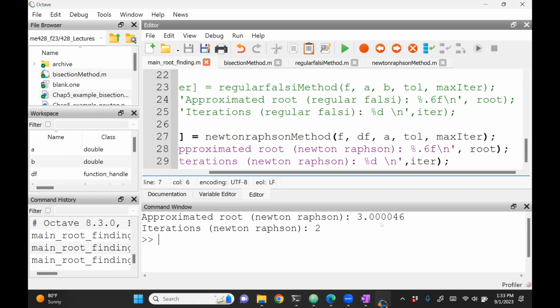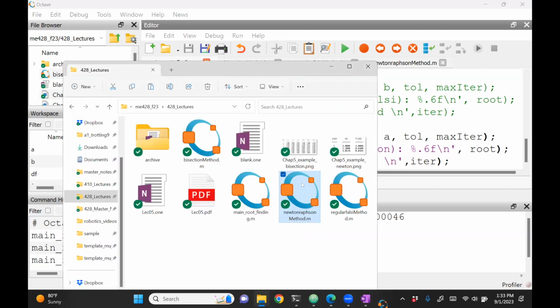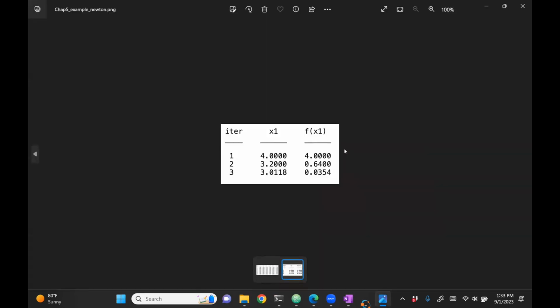It said 2 iterations because I think the first one I counted as 0 iterations. It's really 3 iterations that it took. I actually have that here. This is what was produced. Start with 4, and it's basically giving me the progress: 4, 3.2, 3.0. I'm missing the 4th one though. It's 3.008.